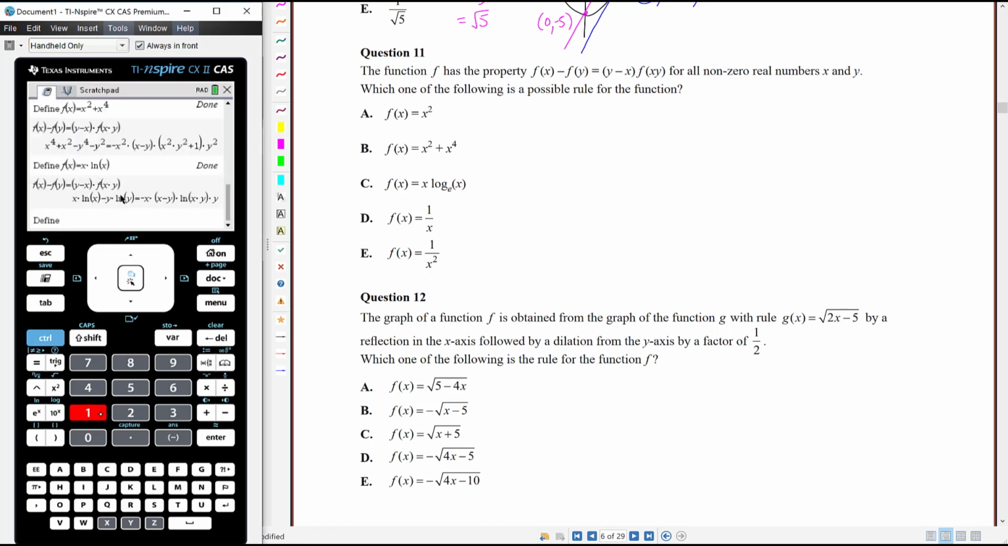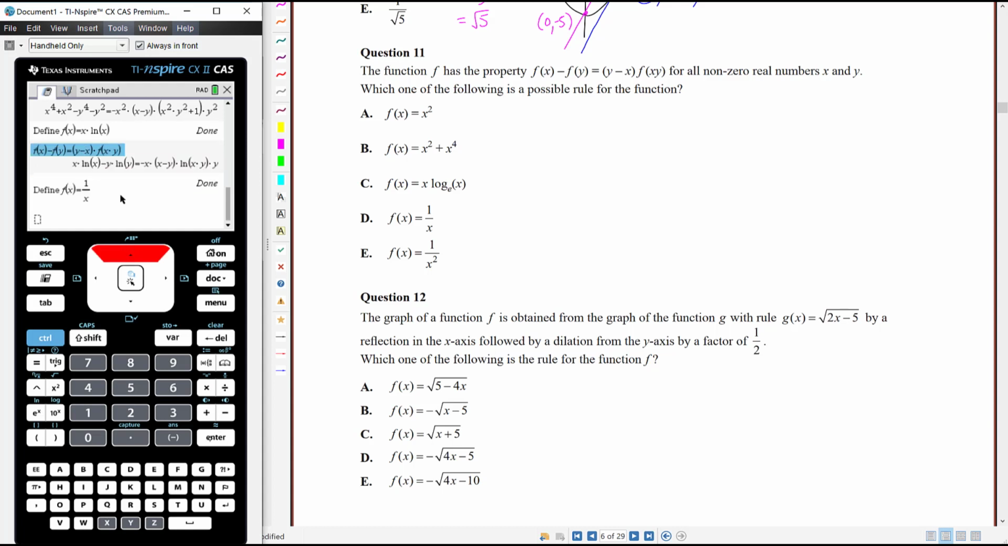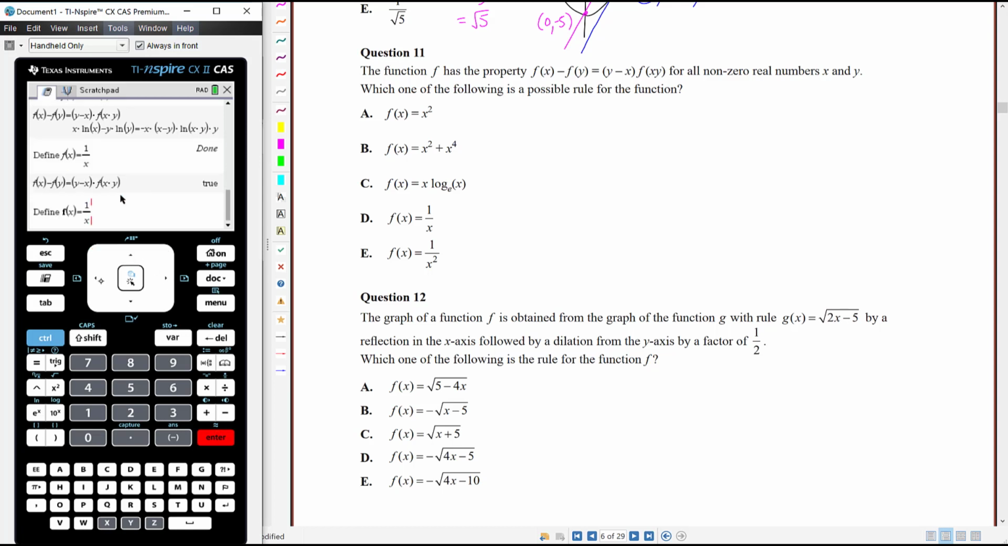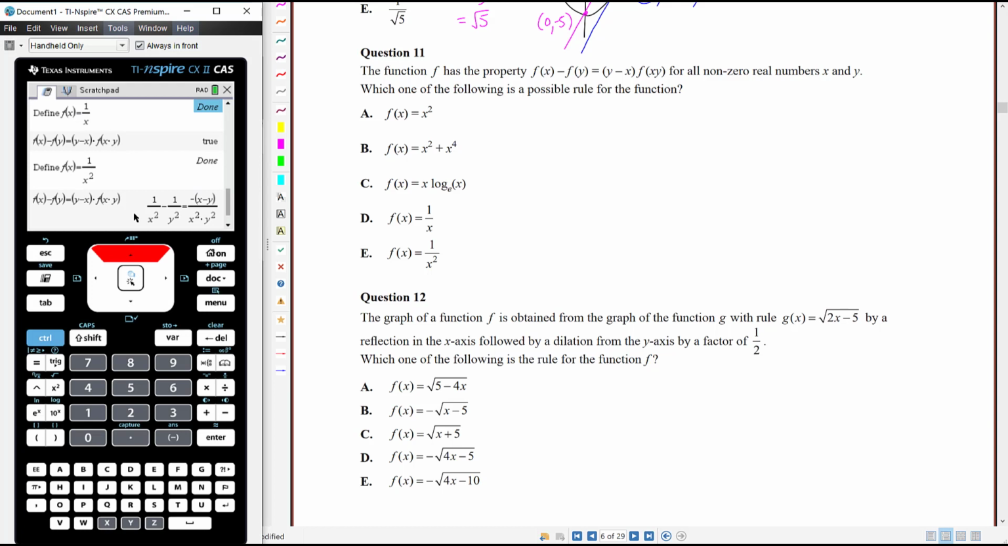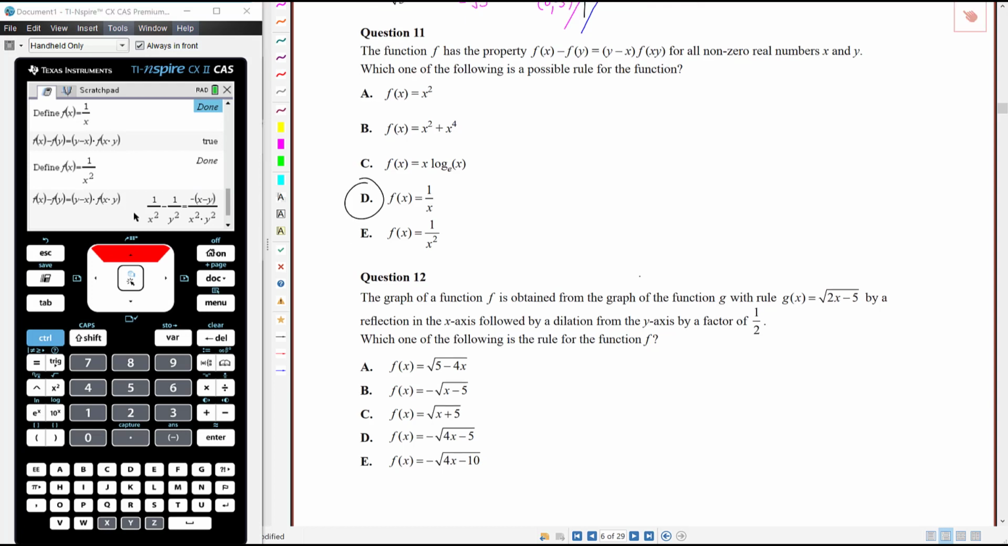Let's go again. You always hope that it's an earlier option, but anyway, it's clearly not. f of x is equal to 1 on x in option D. Evaluating the identity, it is true for 1 on x. We can check that it's not true for 1 on x squared. So if I just slightly edit that, make it x squared. Yep, not true for 1 on x squared, so it is true when f of x is 1 on x. I know that's a little bit tedious, but it is the most efficient way to do it.